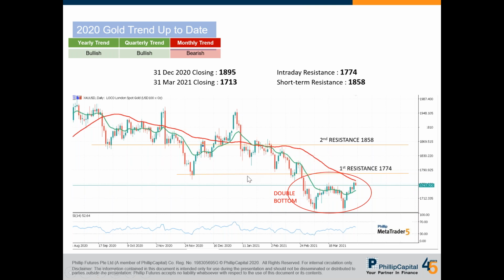Let me just take a break here and let's look at one of the questions over here. May I know the reason again for the downtrend for gold, right?